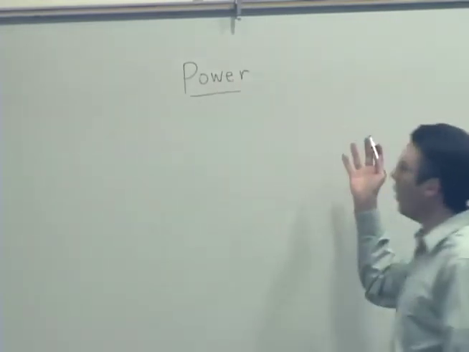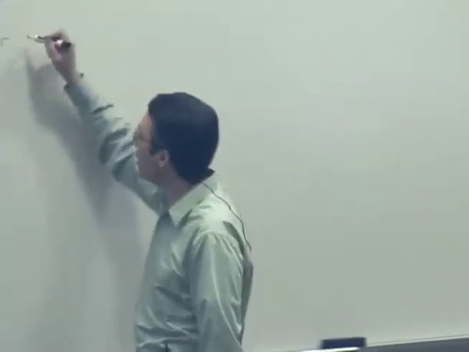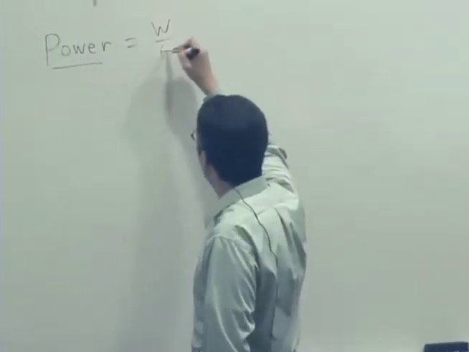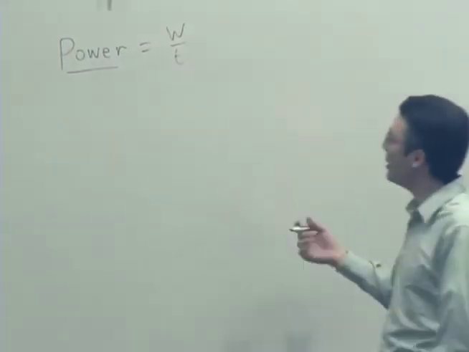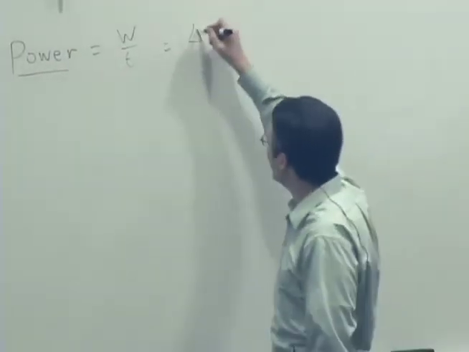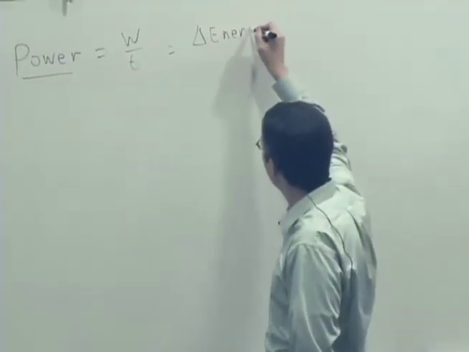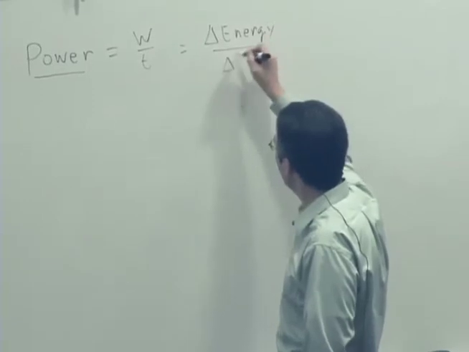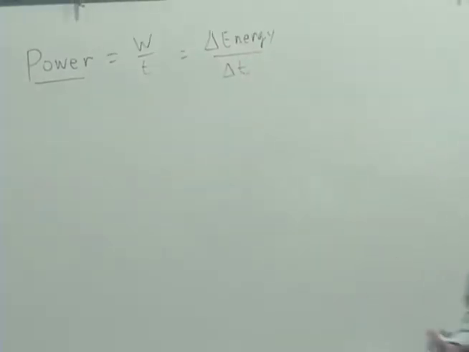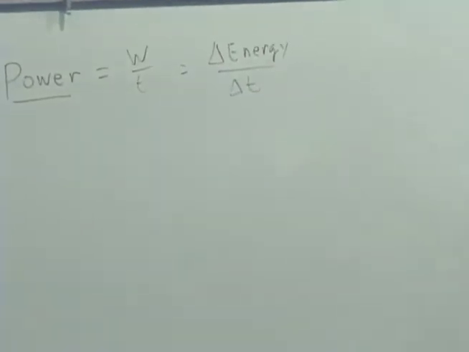So power is what? Work divided by time, right? It's work per unit time, or more generally, the energy delivered. You can think of it as a change in energy per unit change in time. How much energy is being delivered or taken away per unit time, okay?